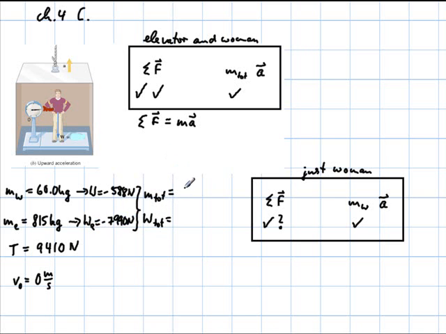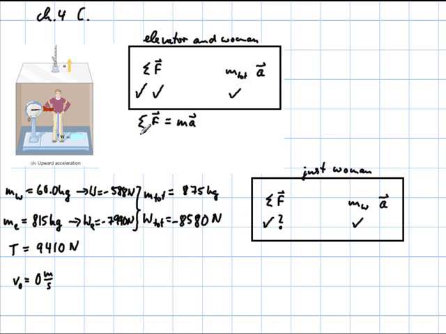The total mass obviously is 875 kilograms, 3 significant figures, and the total weight comes out to, let's see, that's 8,580 newtons rounded, and that also would have to be negative.